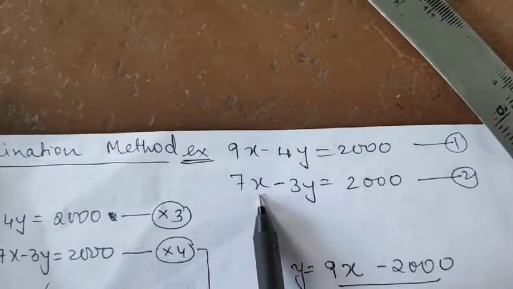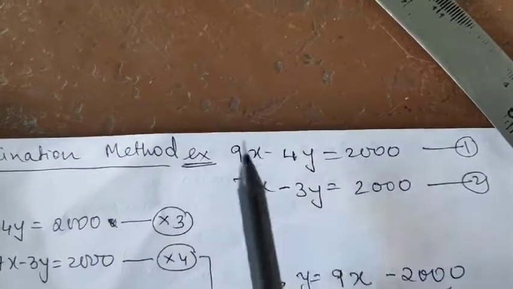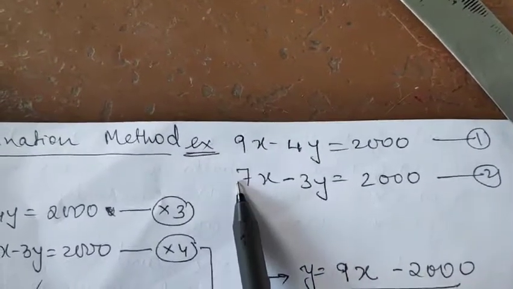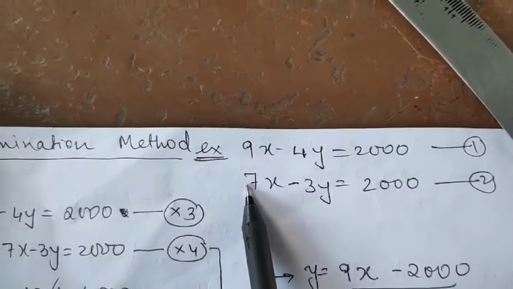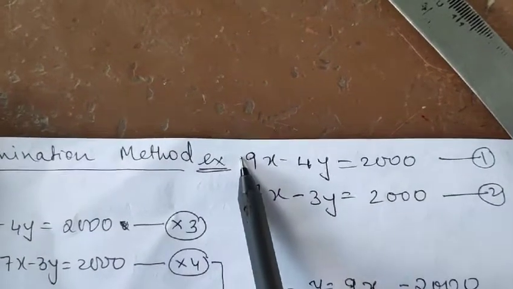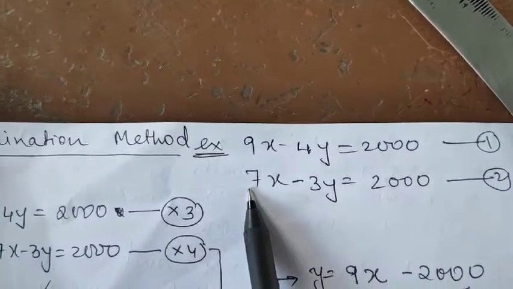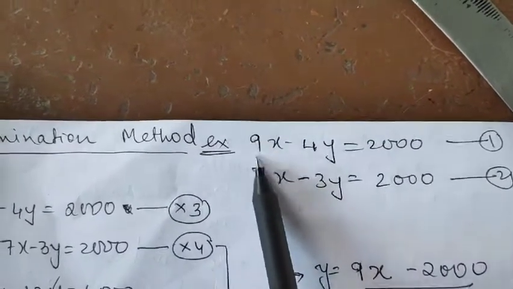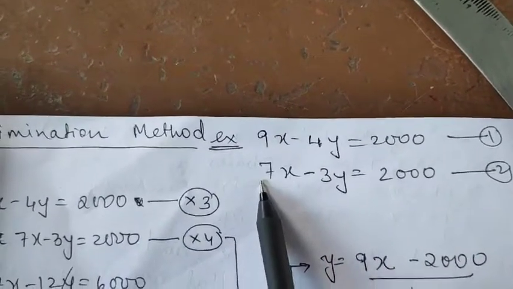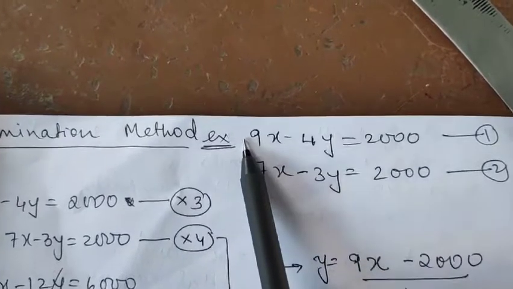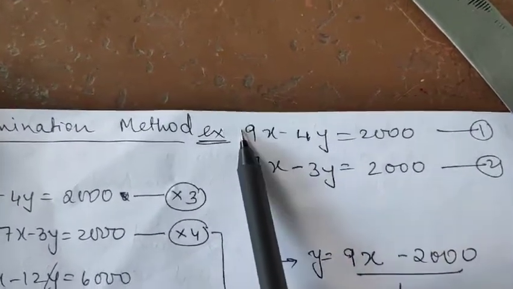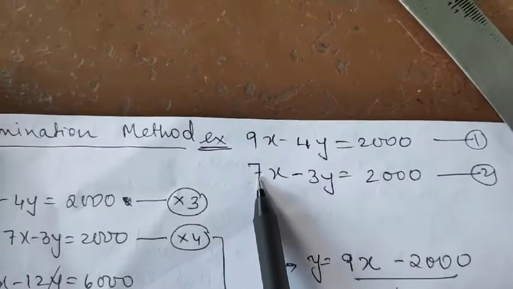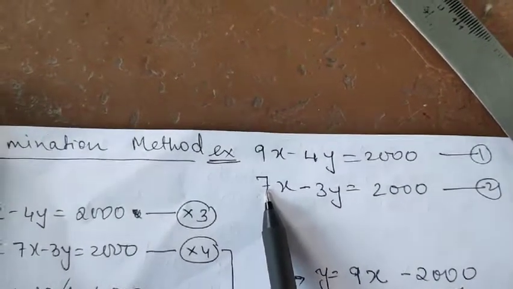If I want x to be eliminated or removed, then I will have to multiply the first equation. See, both the coefficients are not the same. Here it is 9, here it is 7. So I will have to make the coefficients equal. So multiply the first equation by 7 and the second equation by 9. The entire equation is to be multiplied. In that case, the equations will have the same coefficients. 7 9s are 63, 9 7s are 63. So when I try to subtract, they will be cut off. So x can be eliminated.